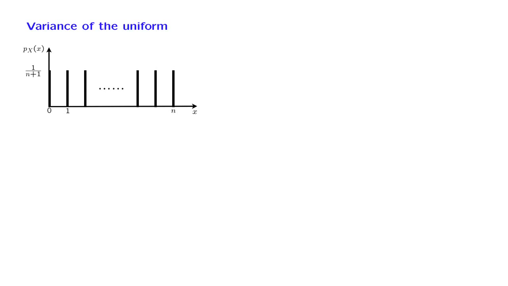Let us now calculate the variance of a uniform random variable. Let us start with a simple case where the range of the uniform random variable starts at 0 and extends up to some n, so there is a total of n plus 1 possible values, each one of them having the same probability 1 over n plus 1. We calculate the variance using the alternative formula.